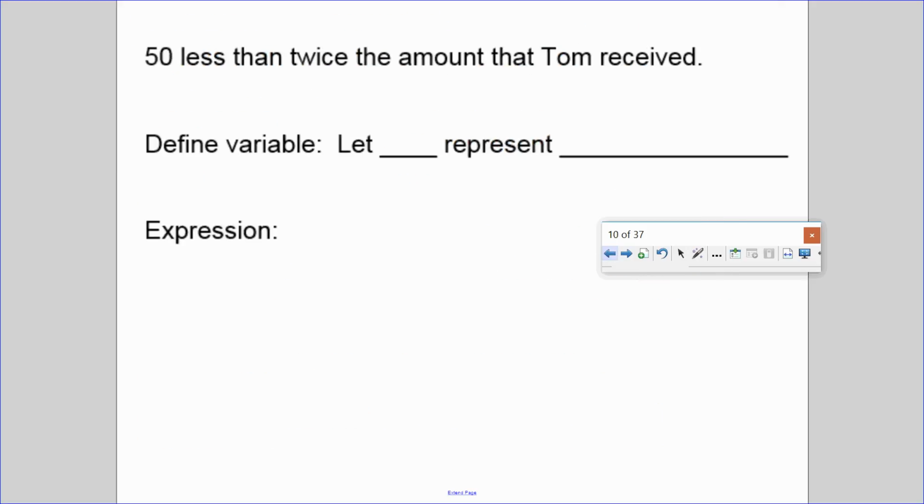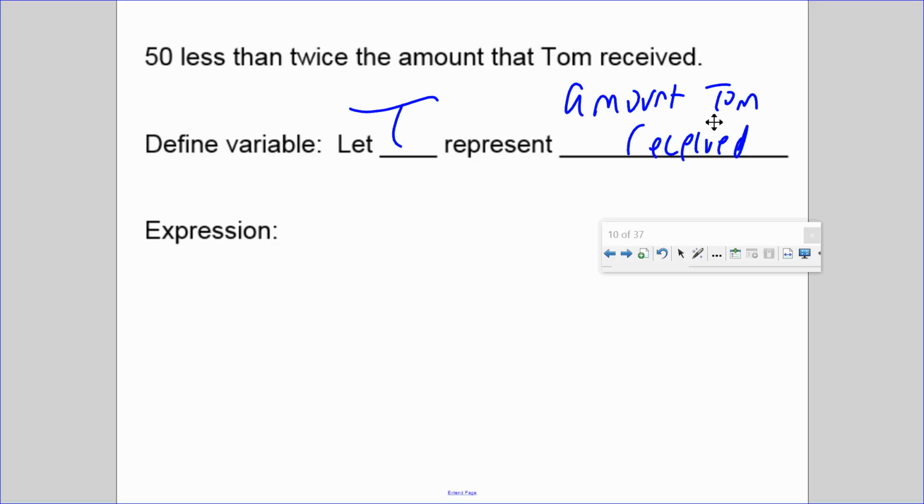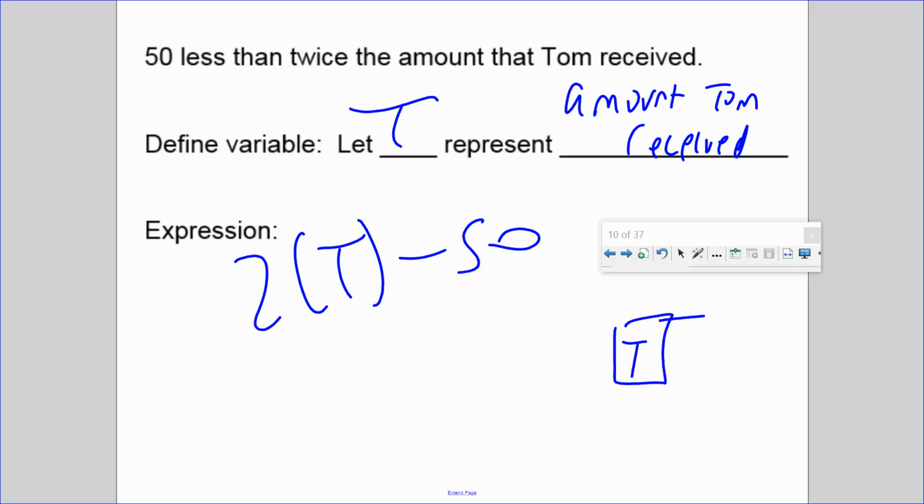50 less than twice the amount that Tom received. Do we know how much Tom received? No. So let T represent the amount Tom received. So it's 50 less than twice the amount, and twice the amount means times 2. So we're finding twice the amount that he received, and you're taking 50 from it. Here's a picture of it. Tom received twice the amount, 50 less than that. You're taking 50 from that.